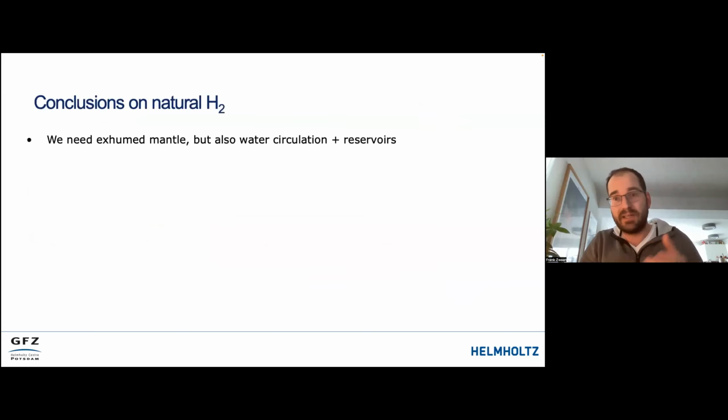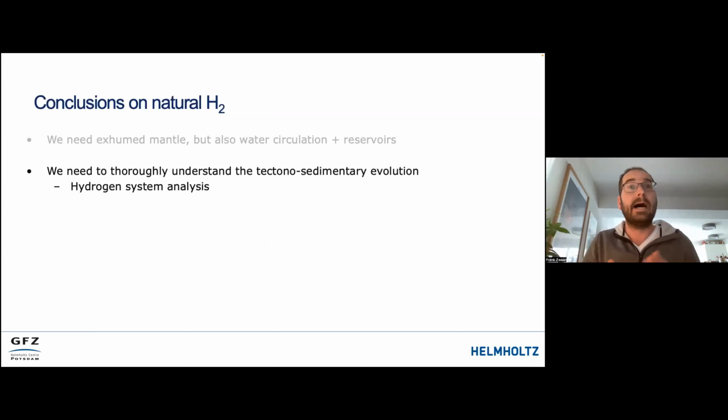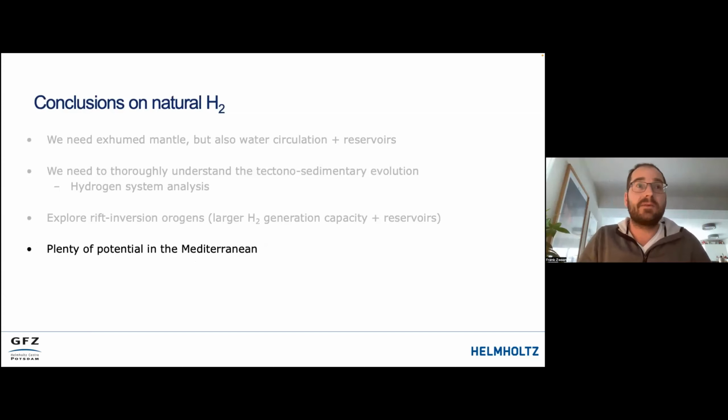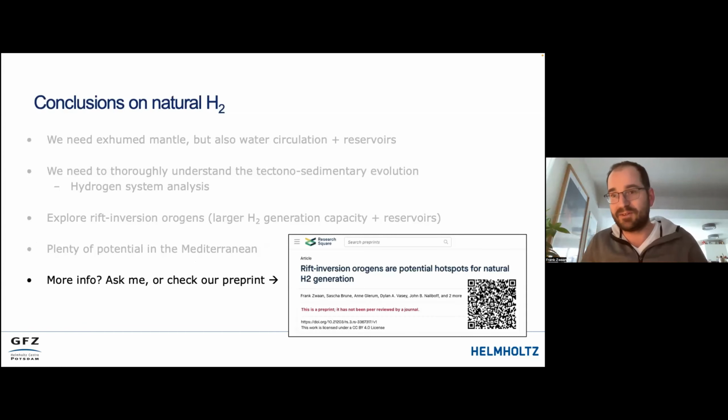So the conclusions here would be that we need to exhume mantle for our hydrogen, but we also need water and reservoirs. So we need to really understand this kind of system; this kind of hydrogen system analysis approach is necessary. And we need to explore then these rift inversion orogens, maybe better than rifts, because we have all kinds of options there, and reservoirs available. There seems to be plenty of potential in the Mediterranean that we need to develop. And if you want to know more, you can have a look at that preprint that we put out, and we're still working on finalizing the paper. Thank you very much.